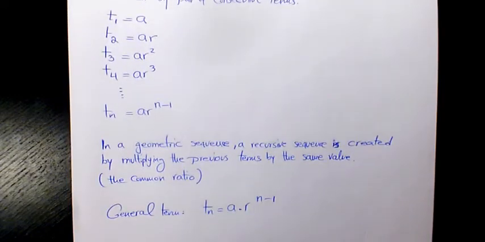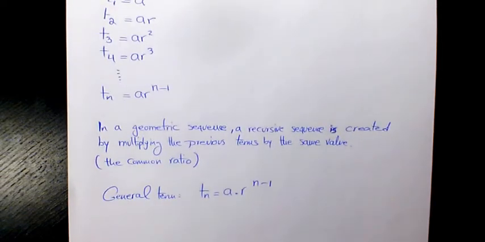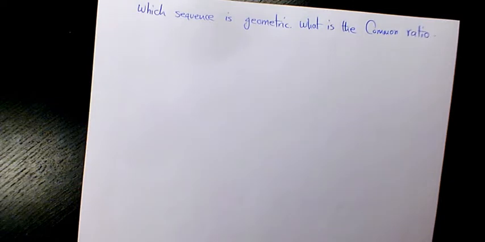So in a geometric sequence, a recursive sequence is created by multiplying the previous term by the same value, which is called the common ratio. And the general term, the nth term, is equal to a times r to the power of n minus 1. This is the general term for the geometric sequence. Now let's see some examples.